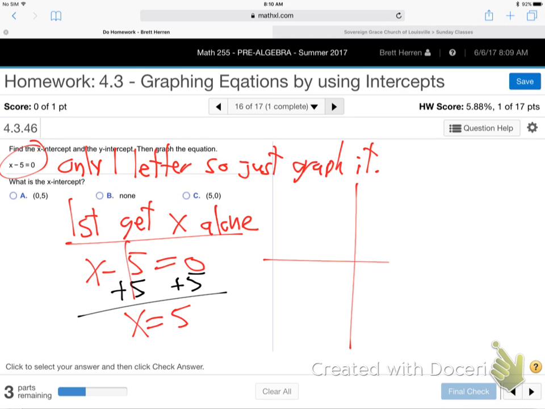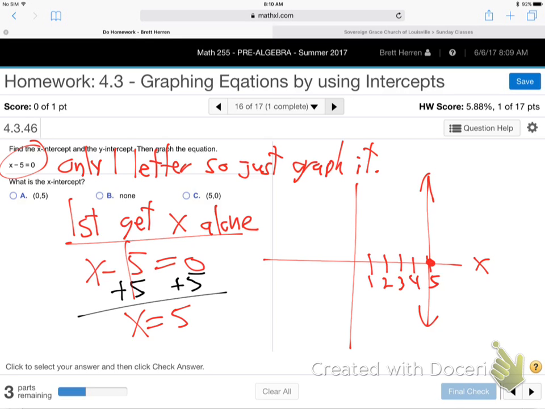What's the graph going to look like? Yeah, over at 5: 2, 3, 4, 5, because it's the x-axis. Over 5, there it is, a vertical line over at x is 5. So there we go. No y-intercept. Is that good?